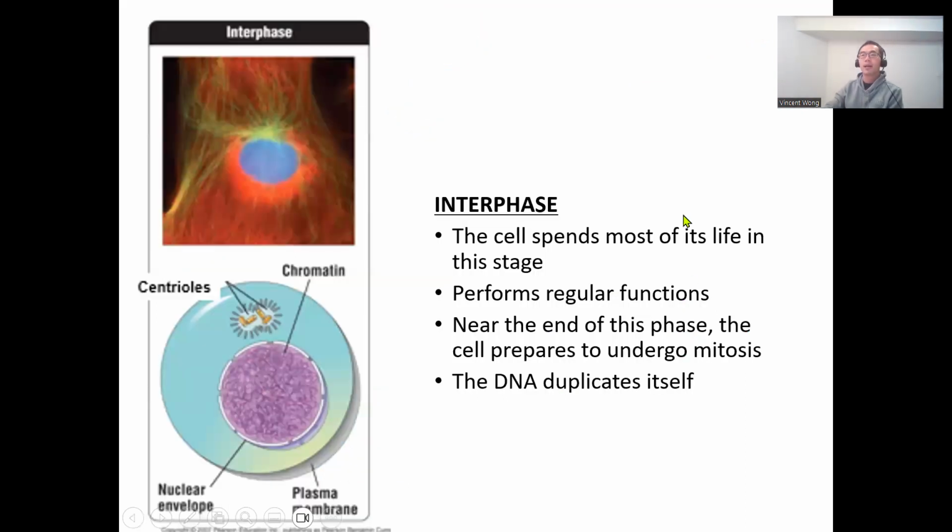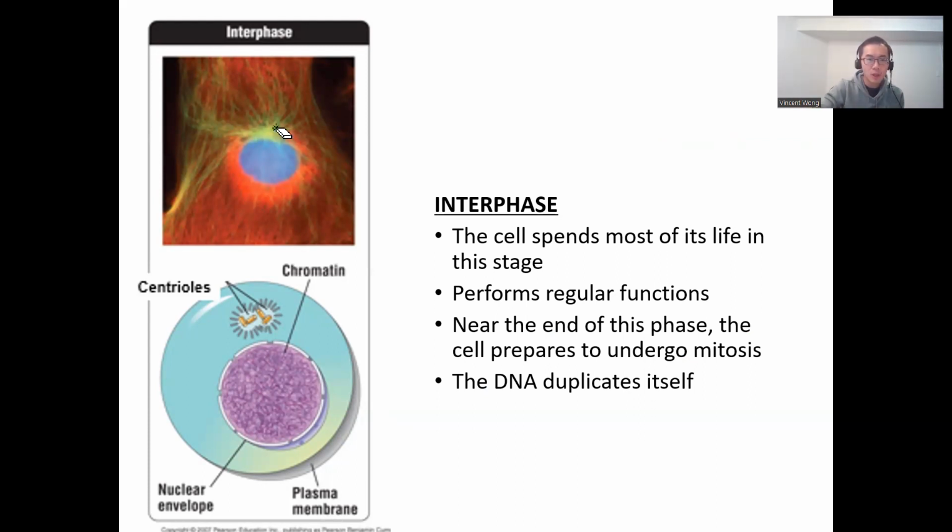So let's take a closer look at the interphase. Like I said, this is the phase where the cell spends most of its life, just performing its normal function. If it's a muscle cell, it'd be contracting. If it's a liver cell, it's going to be maybe detoxifying your blood. Whatever the function, it's just going to be doing it in the interphase. Near the end of this phase, the cell will prepare to undergo mitosis. It's going to go through the G1 checkpoint, and then it's going to duplicate the DNA if everything's good, and then it's going to have another checkpoint afterwards.